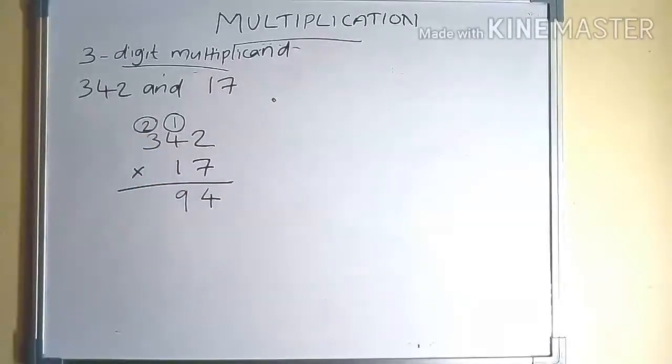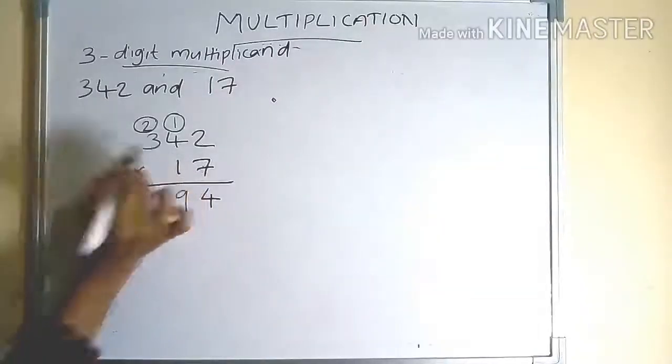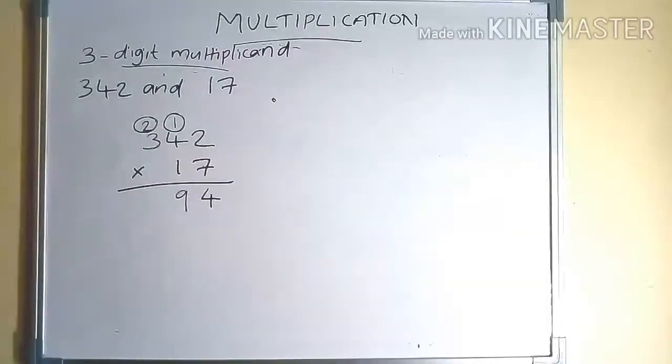Okay. Next we multiply 7 into 3. What is the answer? 7 into 3? 21. And add 2 to 21. So what is the answer?